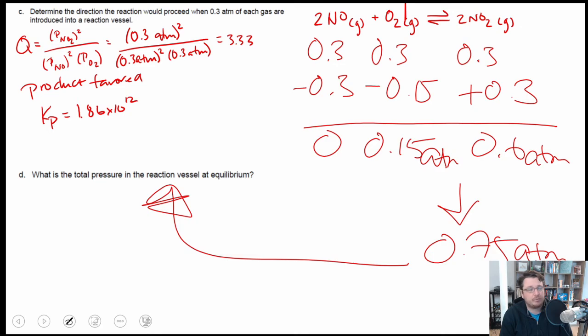And so that's how you would approach this specific problem right here. If the Kp value wasn't so extremely high, let's say hypothetically the Kp value was 18.6, so not that much different relatively from the Q, in that case you would have to go through the whole ice table, using the K values, and then doing the appropriate quadratic equation setup and everything like that. But yeah, that's how you do this right here.